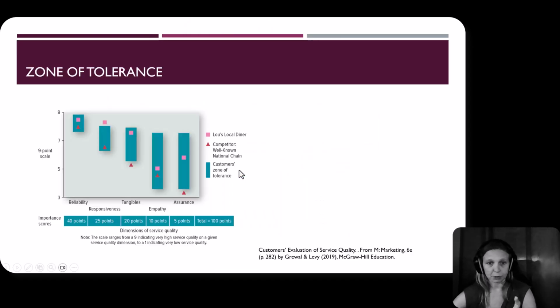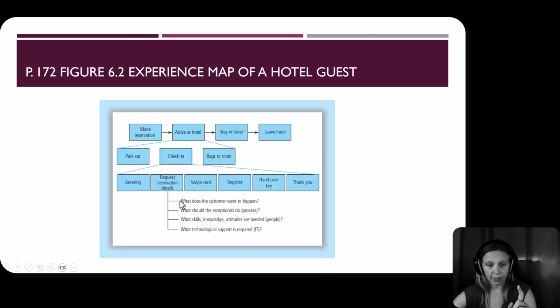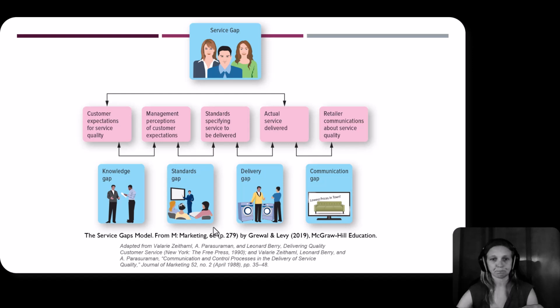So if we go back to this and say, okay, these are the instructions for what you're supposed to do. This is how you're supposed to say it. This is the smile you're supposed to have. This is the dress code you're supposed to have. So things that would show up in an employee handbook and happen in training are the standards. And then the difference between the standards and the actual service is a delivery gap.